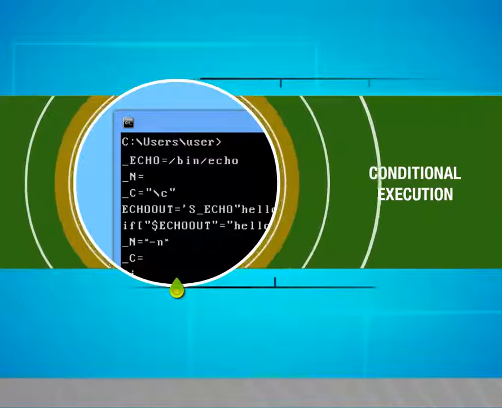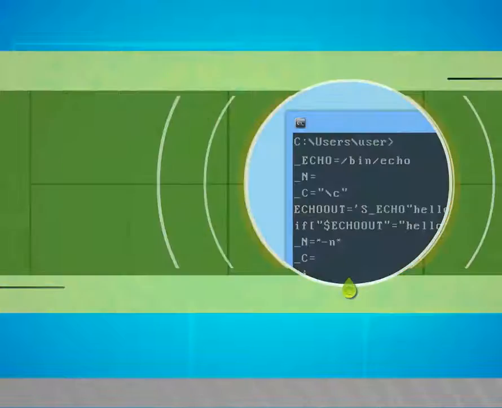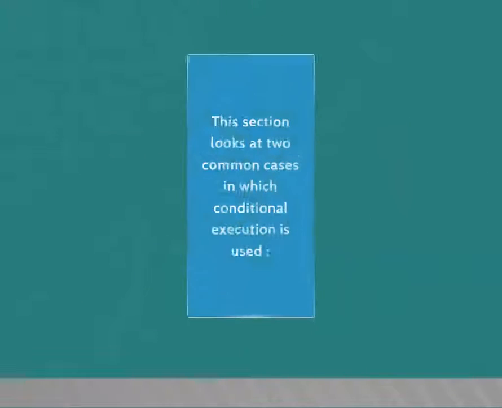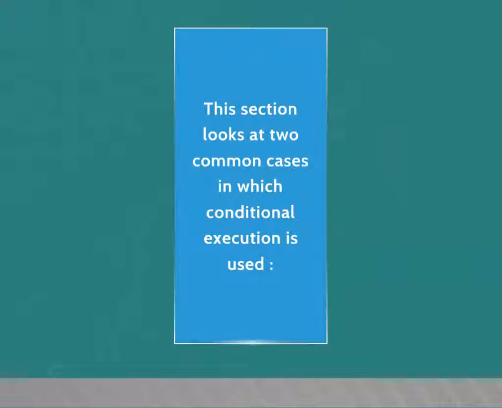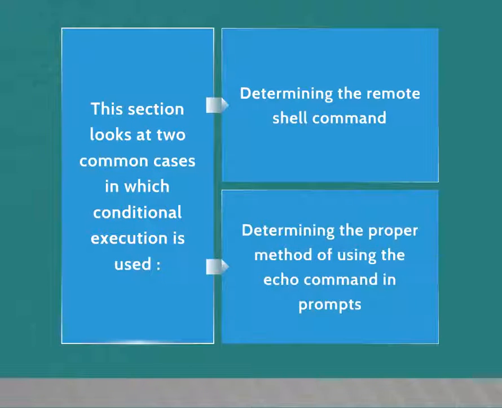Conditional execution. In this video, we are going to see about conditional execution. A script that uses conditional execution for portability contains an if statement at the beginning that sets several variables indicating the set of commands to use on a particular platform. This section looks at two common cases in which conditional execution is used: determining the remote shell command, and determining the proper method of using the echo command in prompts.